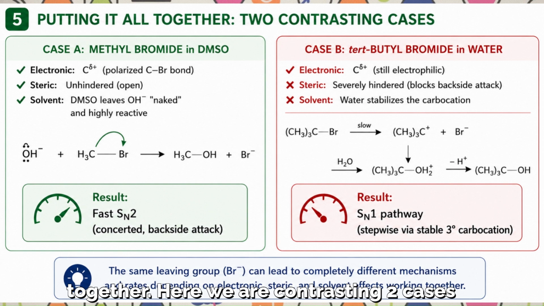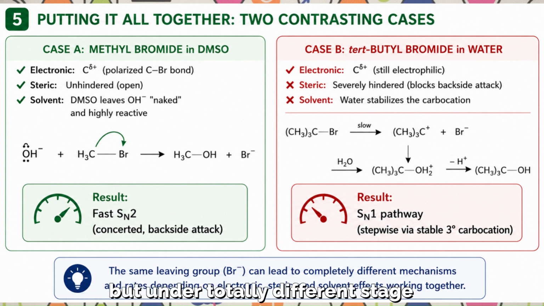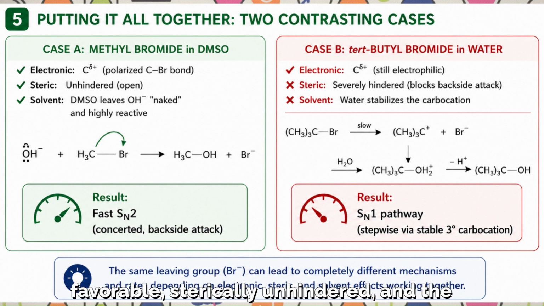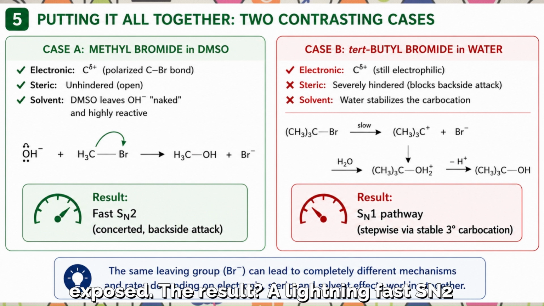Here we are contrasting two cases using identical leaving groups, bromide, but under totally different stage conditions. In case A, we have methyl bromide and DMSO. It's electronically favorable, sterically unhindered, and the solvent leaves the nucleophile completely exposed. The result? A lightning-fast SN2 reaction.